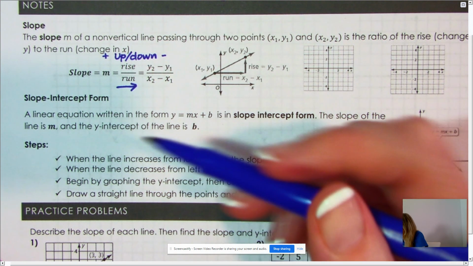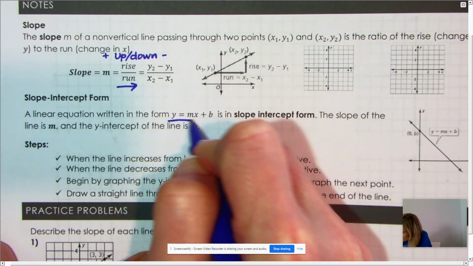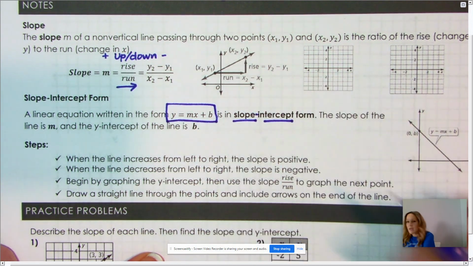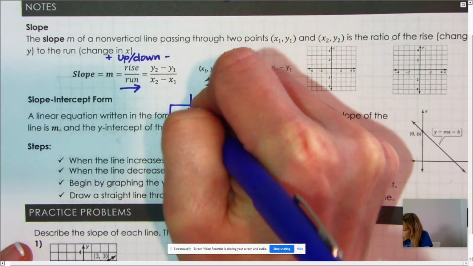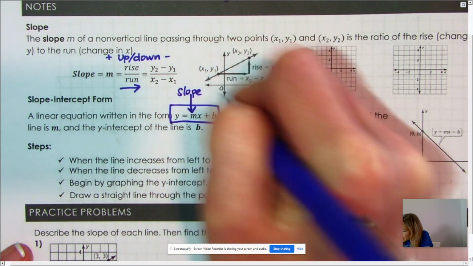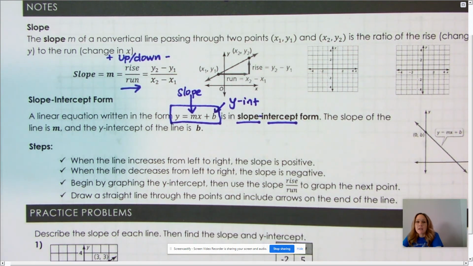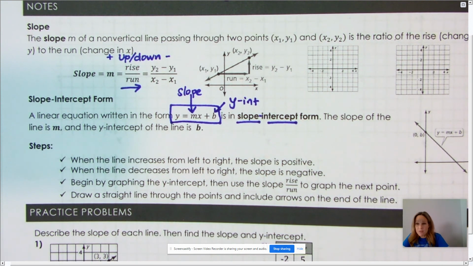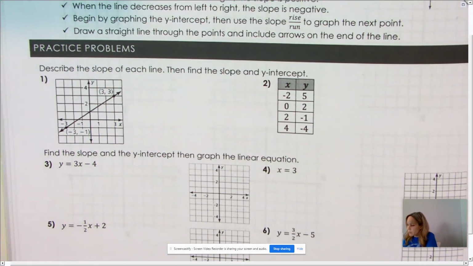So if it's written in this equation, y equals mx plus b, this is what's called slope-intercept form, okay? Because it tells us two pieces of information. M is the slope, and b is the y-intercept, okay? And so that's written out right here. And we can quickly use that information to make a little graph. So let's try some problems and you guys will see what I'm talking about.